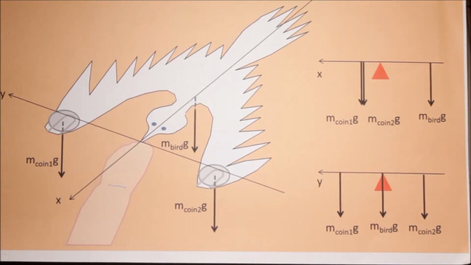We can see that when the bird is balanced, the moments from the coins result in a total 0 moment about the point of balance. Because we are now using 2 dimensions, we need to separate into 2 directions when we calculate the moments in x and y, and the moments need to balance in both dimensions.